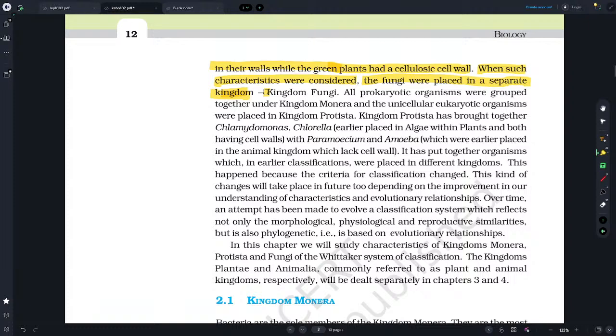These are a few images they gave: A is Mucor, B is Aspergillus, and C is the basic mushroom.